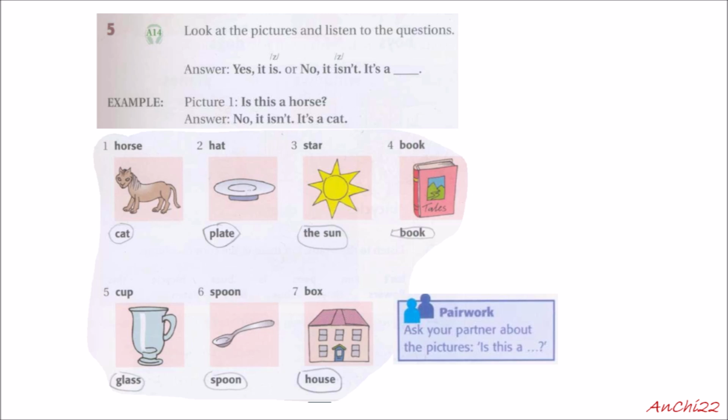5. Is this a cup? No, it isn't. It's a glass. 6. Is this a spoon? Yes, it is. 7. Is this a box? No, it isn't. It's a house.